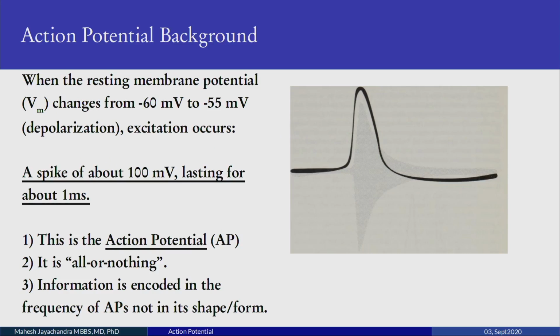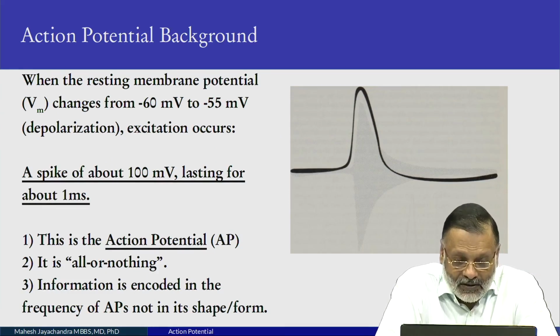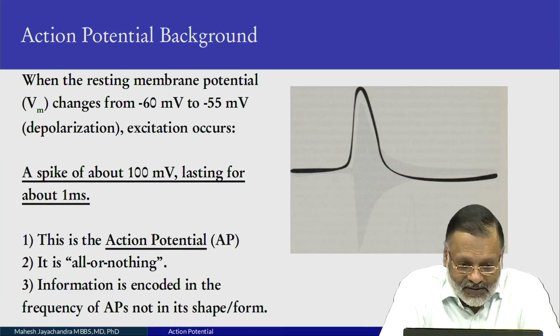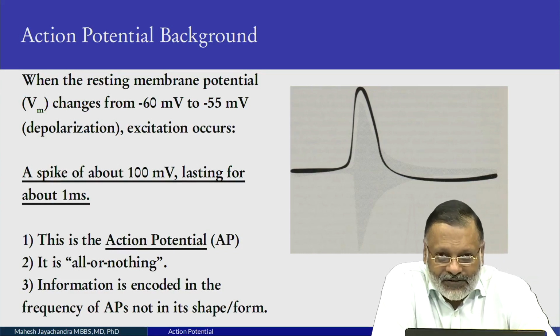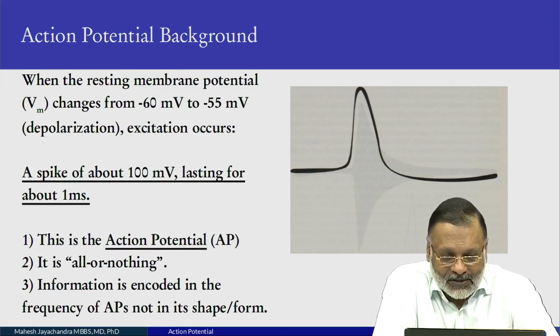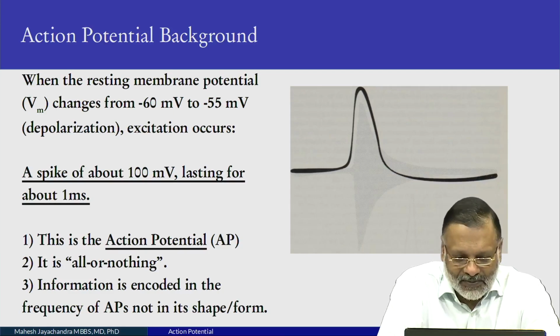Okay, so the background. We learnt in the previous lectures that the resting membrane potential of a cell is about minus 60 millivolts in the squid giant axon, and it can be even lower than that in mammalian neurons. So when the resting membrane potential, V subscript M, changes from minus 60 to minus 55, depolarization happens, and the nerve gets excited. Now it has to reach a threshold. The threshold is about 15 to 20 millivolts, and with that you get a spike of 100 millivolts, and it lasts for approximately 1 millisecond.